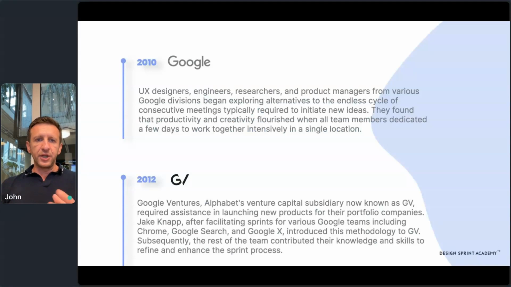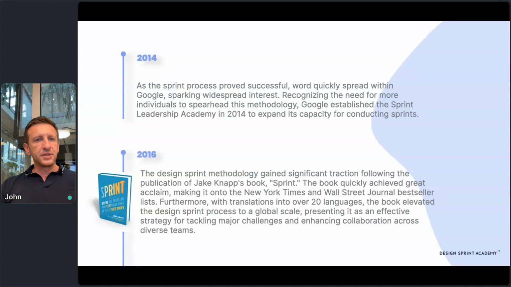Further on, in 2012, Jake Knapp, who experienced design sprints, was working with Google Ventures. Google Ventures needed a way to validate products for the startups that they were invested in. So Jake Knapp, together with John Zeratsky and other designers at Google Ventures, refined the process. And then the process spread at Google because people could see it's working. And in 2014, Google needed more capacity to run design sprints. So that's when they established their Sprint Academy, where they train their own facilitators on the process and taught them how to conduct sprints.